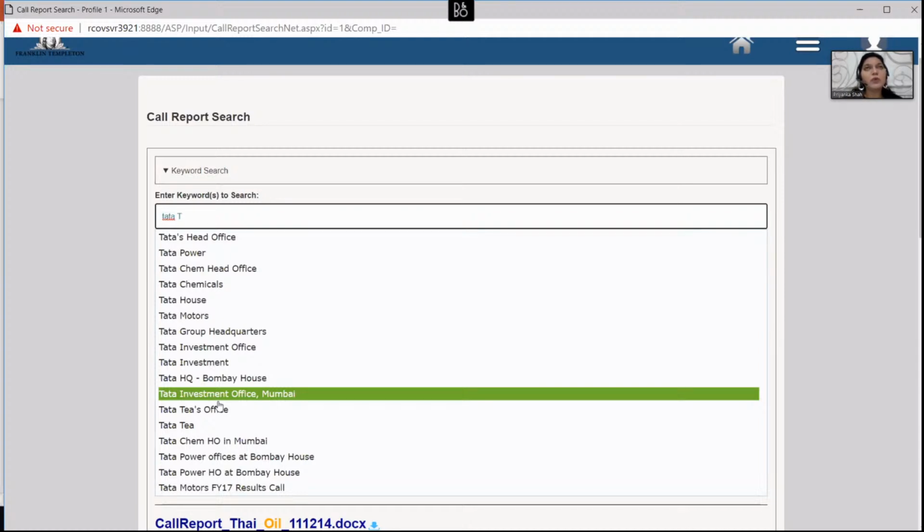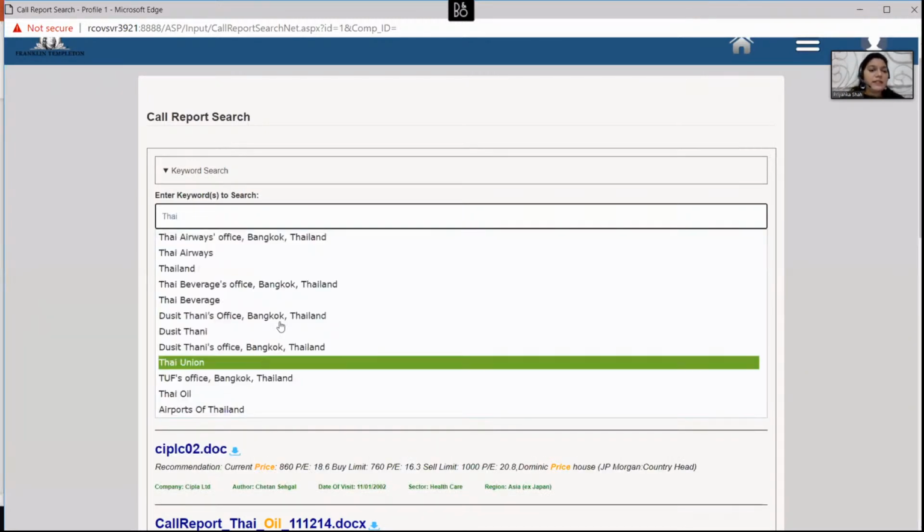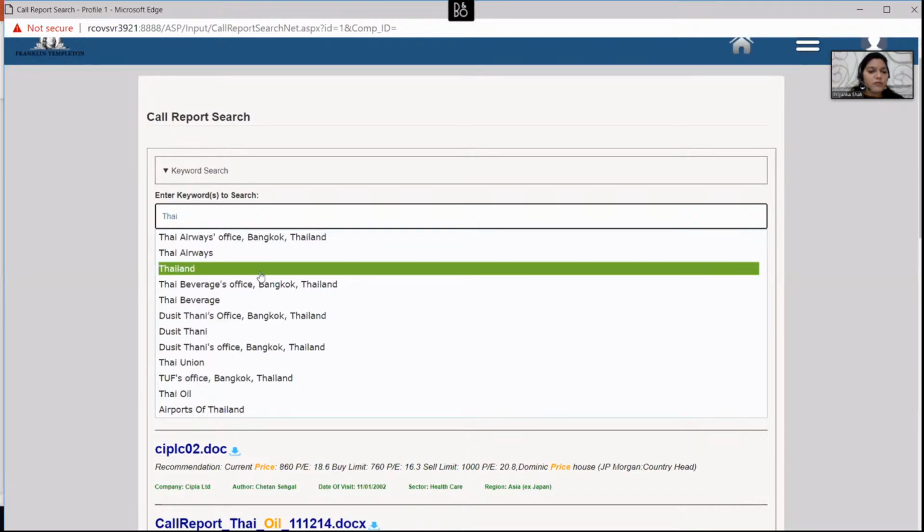We have built on a few fields, like the author name, the name of the analyst who is writing the call report, the location of the place where the company is situated, the name of the company itself, and a few other fields like geographical region and country. So, for example, if I type Thai, you get Thailand and Thai Airways, which are a few of the fields we have configured for type-ahead search.